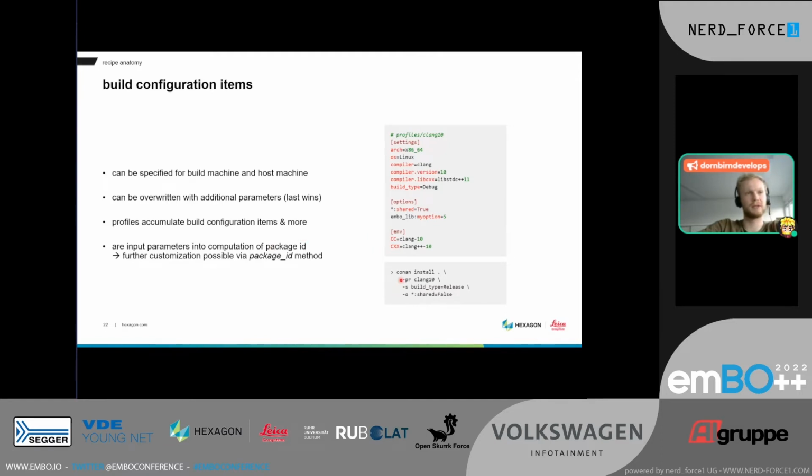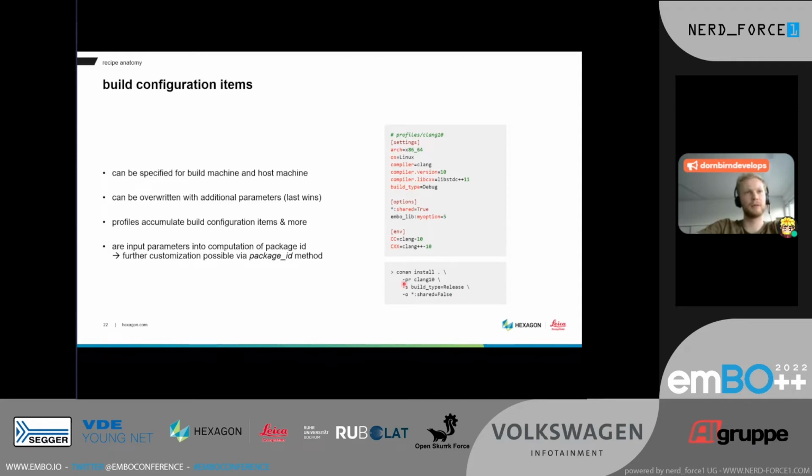Then you also have the option to override them. We specified in this profile that the build type should be debug and the shared option for all libraries should be true. If we want to override this, we can do so. We can say, no, even though the profile says debug, I still want to go with release, and for the shared case, I don't want shared, I want static libraries. Just as an example.